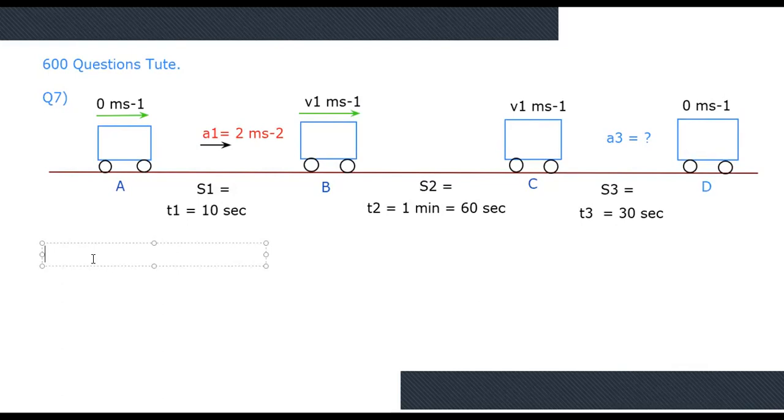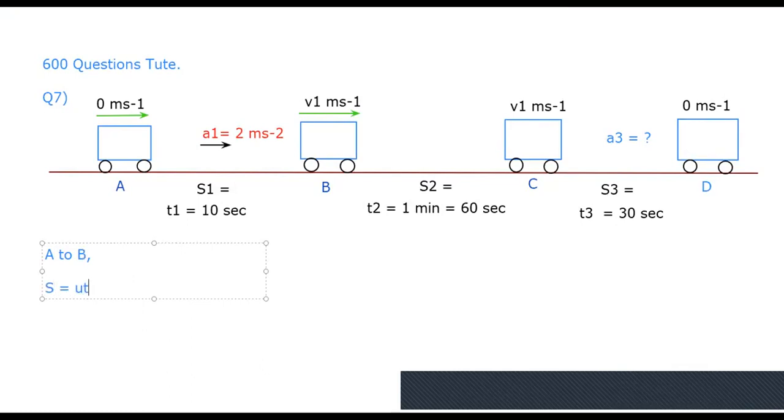I'll apply this equation from capital A to capital B. I should indicate the section that I apply the equation. And I apply the equation S equals UT plus half AT square. S is S1 equals U, which is 0 because it starts motion at rest, times time, which is 10 seconds, plus half, please write with me, half into A1, that is 2, into time, that is 10, we should get the square of 10.